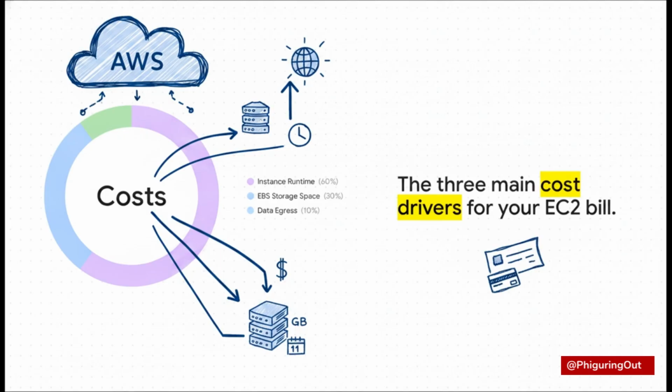As you can see in this donut chart, your costs are split into 3 main buckets: the actual per-second instance runtime we just talked about, your attached EBS storage space, which is billed per gigabyte, and data egress, which is the cost of sending any data out of AWS and over the open internet.